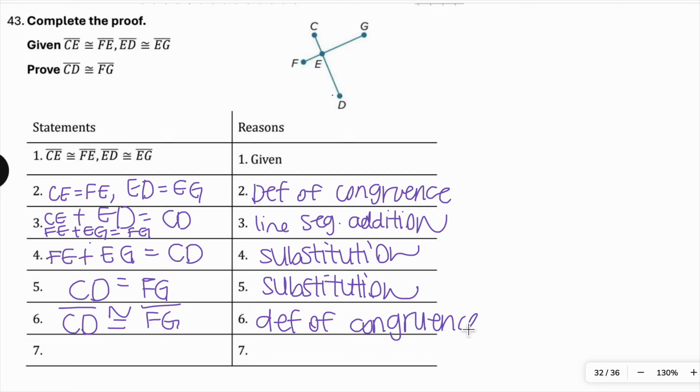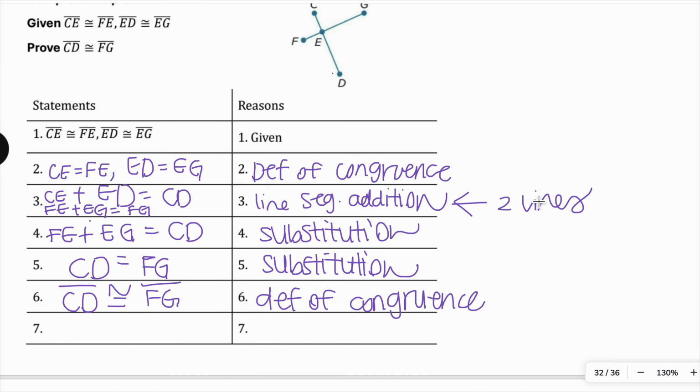I did finish this in 6 lines. I would say right here you could probably use 2 lines for, so that way you'd use all 7 if that bothered you. But for the most part, that is the gist of that proof.